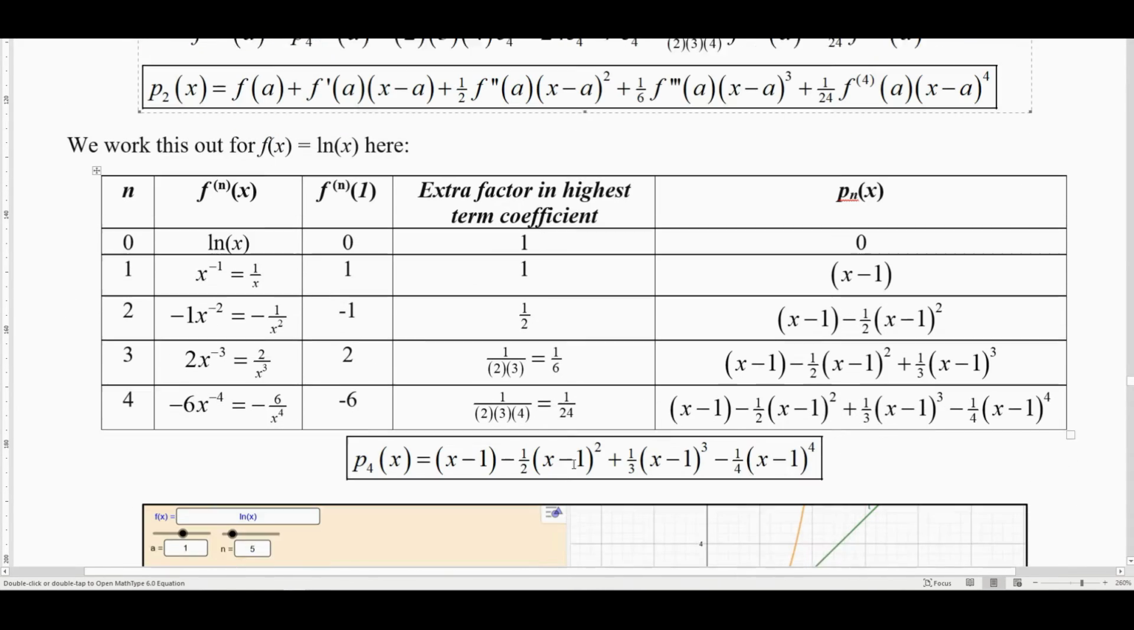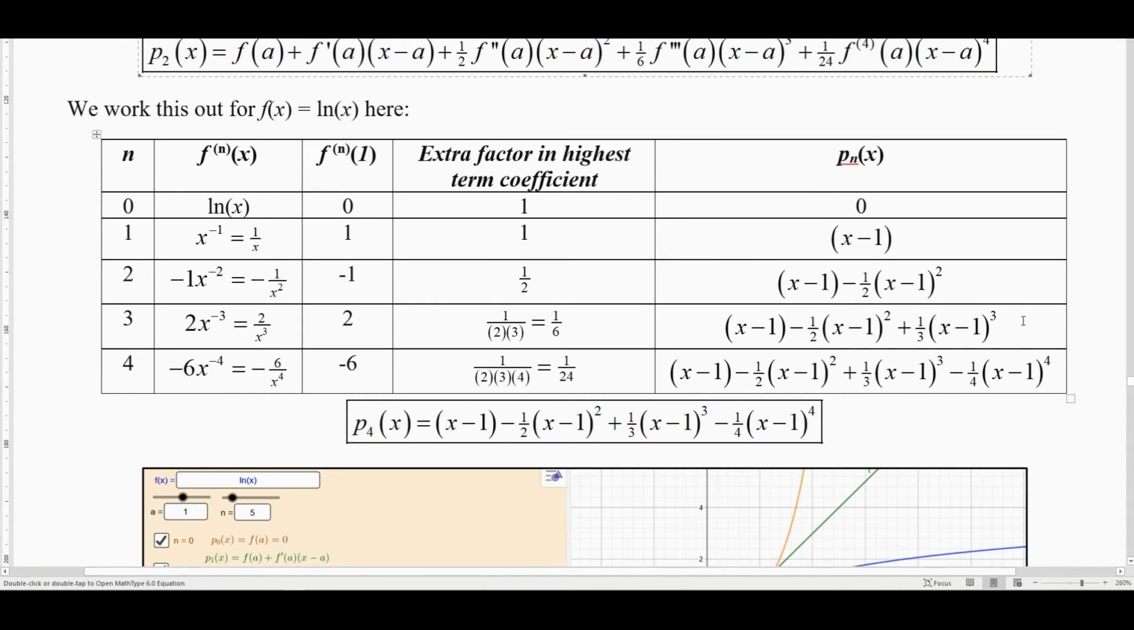Here it is worked out for our particular one. The first part is going to be exactly the same as what we had before, but now this is 1/24th here when you do another derivative. So the next derivative down is negative 6x to the negative 4. Plug in 1, you get negative 6. But remember, that extra term is 1 over 2 times 3 times 4. You need to multiply those together. You get negative 6 over 24, or negative 1/4 for the coefficient. So there's the polynomial there.